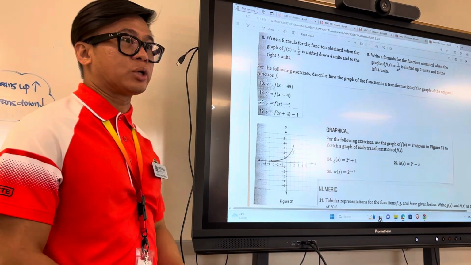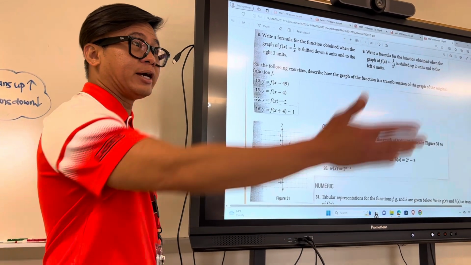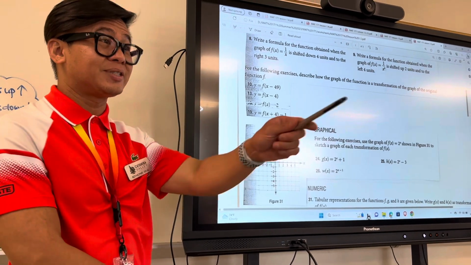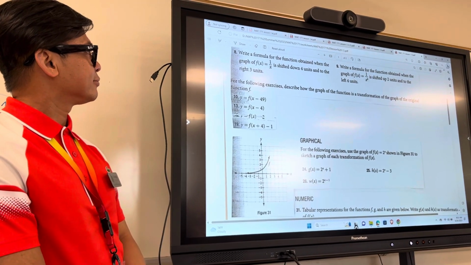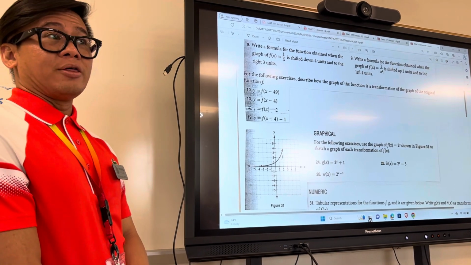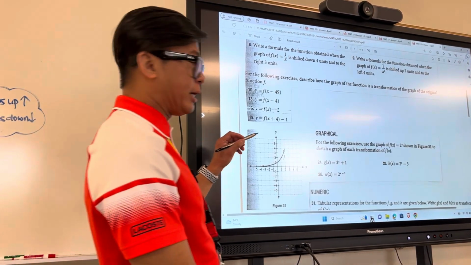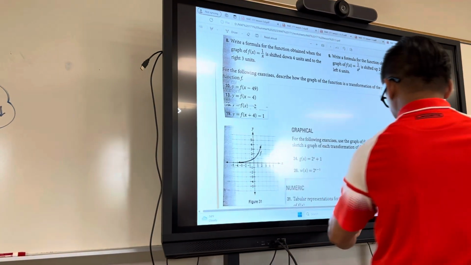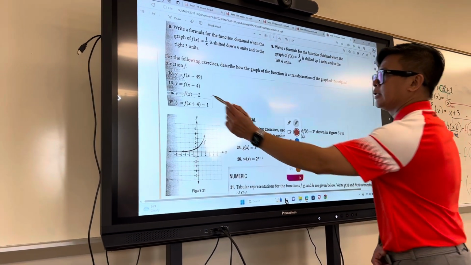Let's read the instruction first on how to answer number 19. For the following exercises, describe how the graph of the function is a transformation of the graph of the original function f. All right. So we have in here number 19. So in this case, we'll be dealing with number 19.